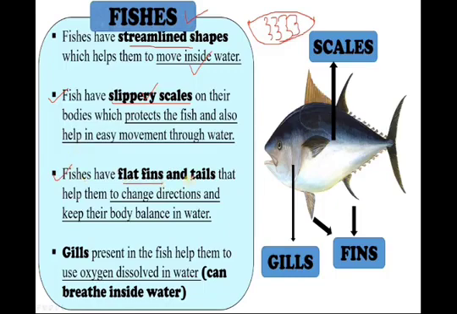And the next adaptation of fish is flat fins and tails. Look here, the fins are very flat, and when you touch the tail you can see that it is also very flat. They help them to change direction and keep their body balance. Remember the point? These flat fins and tails help the fish with body balancing.